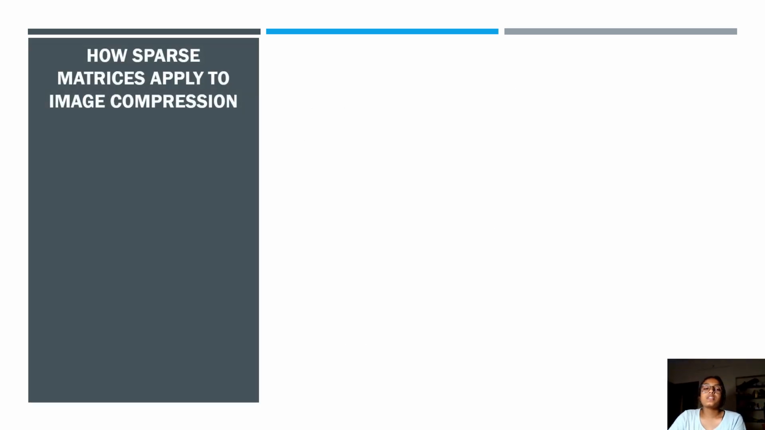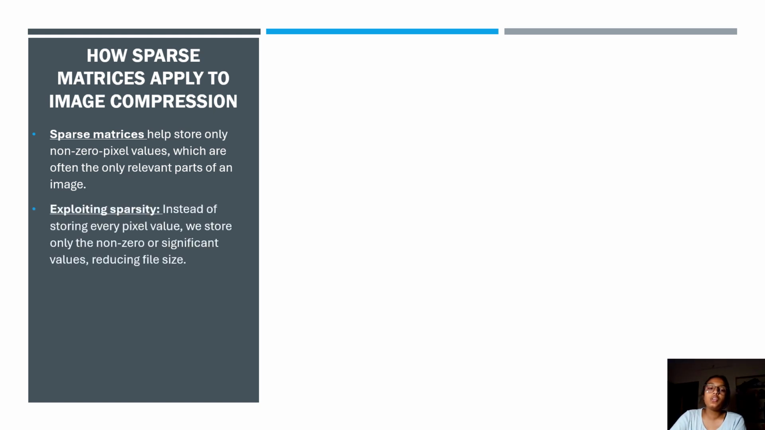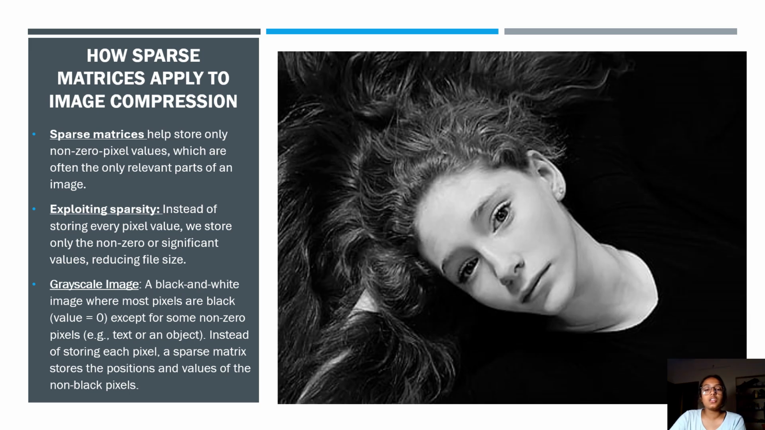How sparse matrices apply to image compression. Sparse matrices can help store only non-zero pixel values, which are often only the relevant parts of the image. By exploiting sparsity, instead of storing every pixel value, we store only the non-zero or significant values to reduce the file size. Grayscale images is a concept that we use in this case.